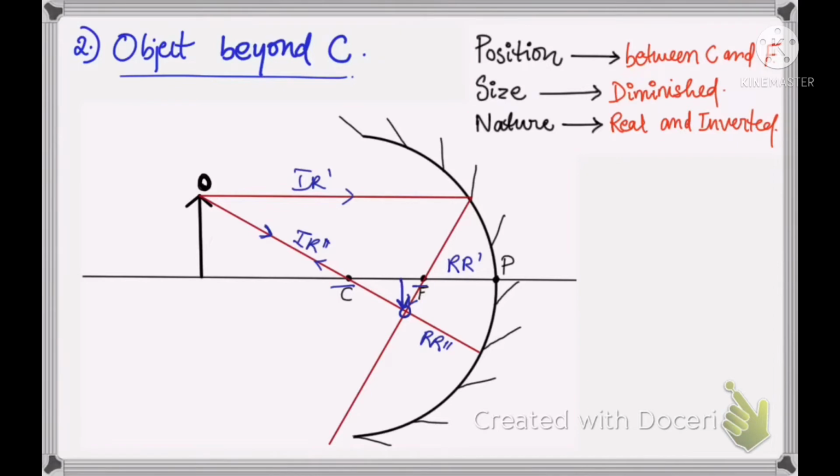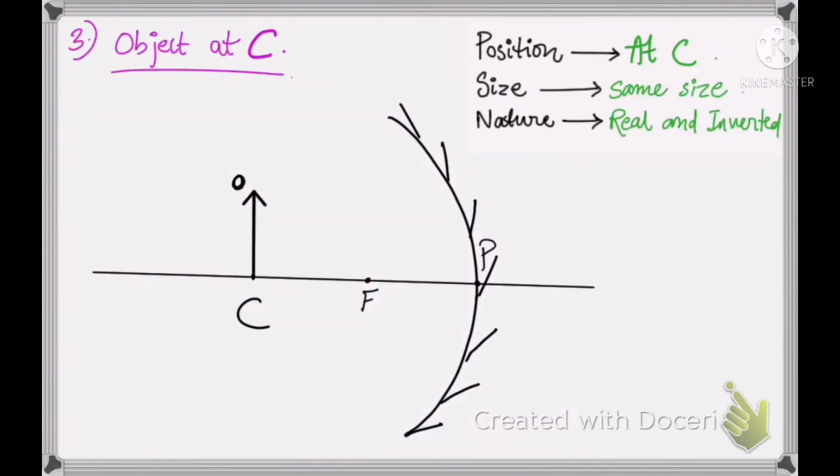Size is diminished and nature is real and inverted. So now object at C. Now you tell me what does this mean? So yes, object at C. It's very clear that object should be kept at center of curvature.